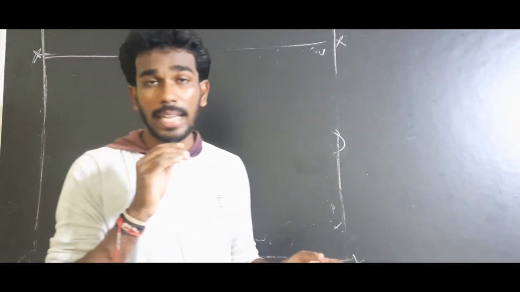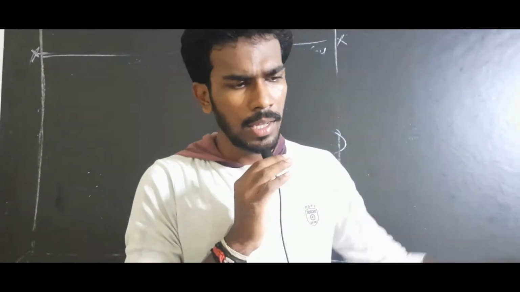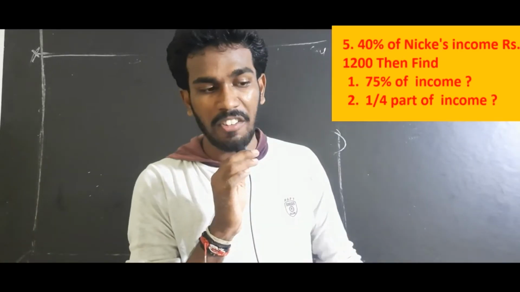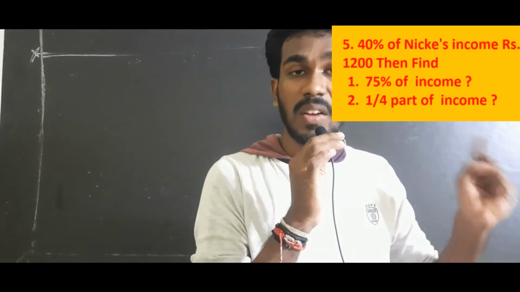So let's go to the next category of sum. Again, it's a kind of salary calculation where we don't know the exact salary, but we know some percentage of the salary. 40% of Nike's income is 1,200. Find the 70% of the income and 1/4 part of income. Read the question carefully. Only 40% of Nike's income is given, but we have to calculate the 75%.